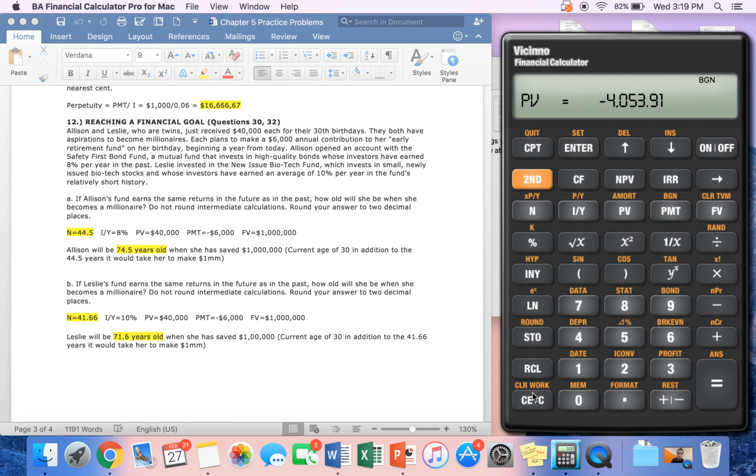So I'm going to come over here to my calculator. I'm going to clear it out. And this is an ordinary annuity because in the question above it said we are going to invest it at the end of the year every single year for a certain amount of time. So we need to go ahead and put our calculators back into end mode. Okay, so let's go ahead and plug this in. So we're solving for n for Allison in part A. So we're going to go ahead and put in 8% for our IY.